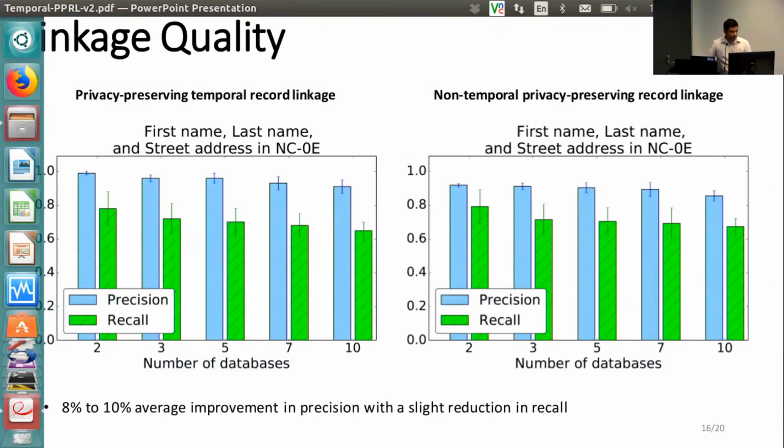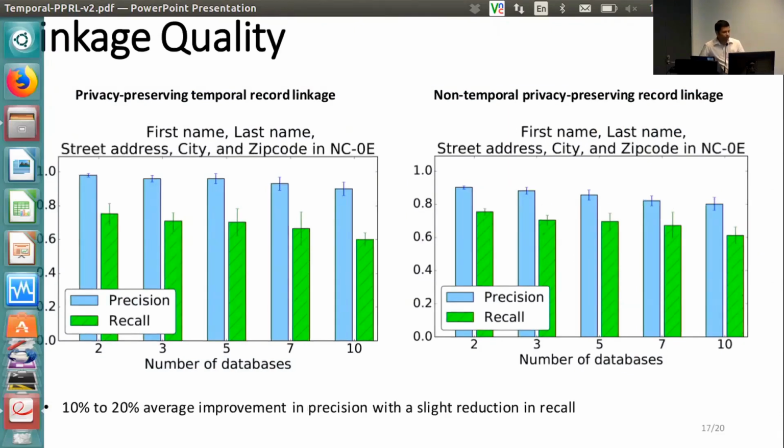And we saw the same improvement in the other experiments we have done, and the same slight reduction in the recall as well. But overall, it improves the precision at a high rate compared to the non-temporal approach.